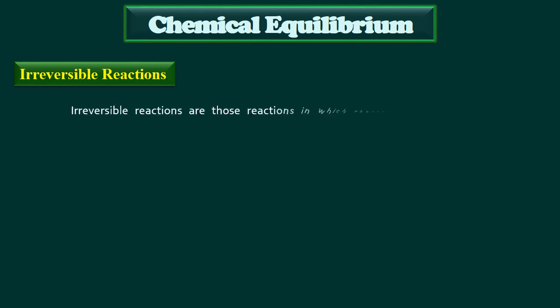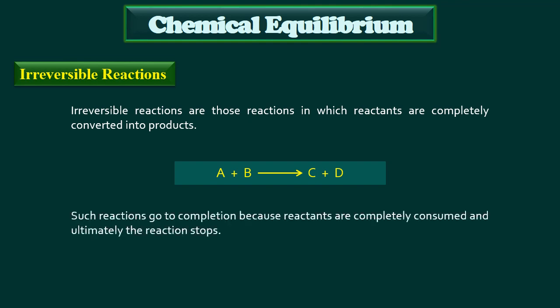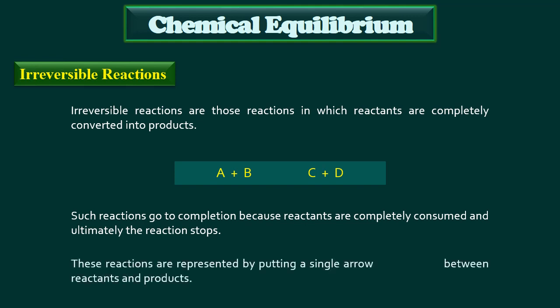Irreversible reactions are those reactions in which reactants are completely converted into products. Consider this general reaction in which A and B react to form products C and D. Such reactions go to completion because reactants are completely consumed and ultimately the reaction stops. These reactions are represented by putting a single arrow between reactants and products.